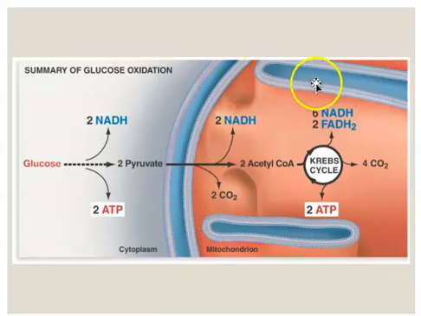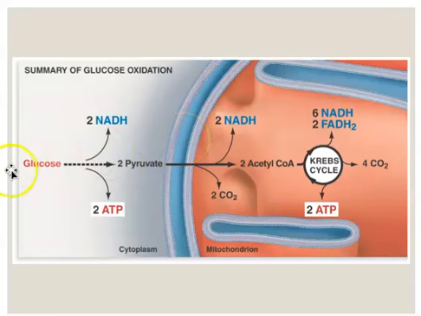And you can see it's folded up inside here. That's what these blue areas represent. This area that's colored in this reddish orange color, this is the matrix. This is the space inside the inner mitochondrial membrane. Remember, there's also a space between the two membranes. That's the intermembrane space.